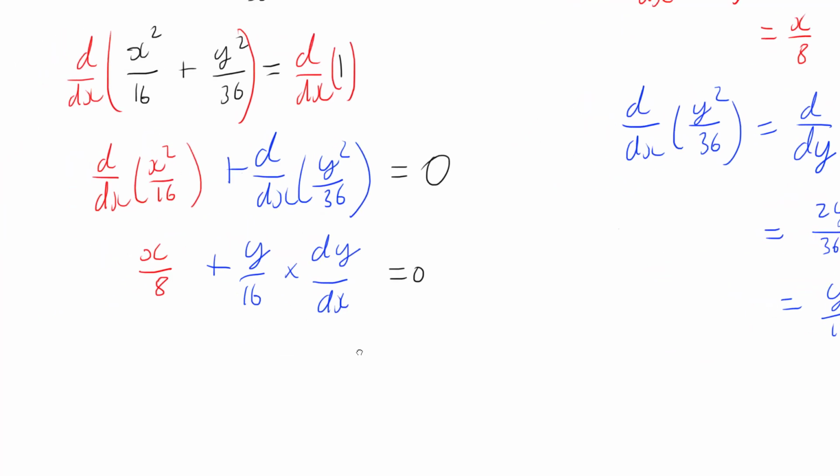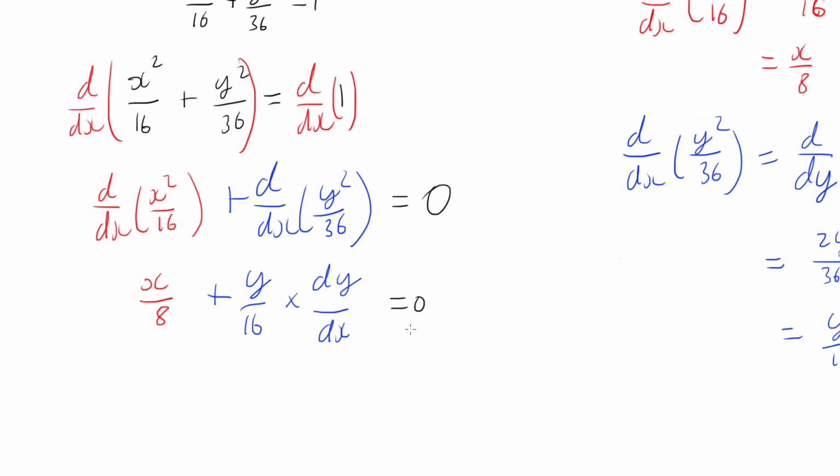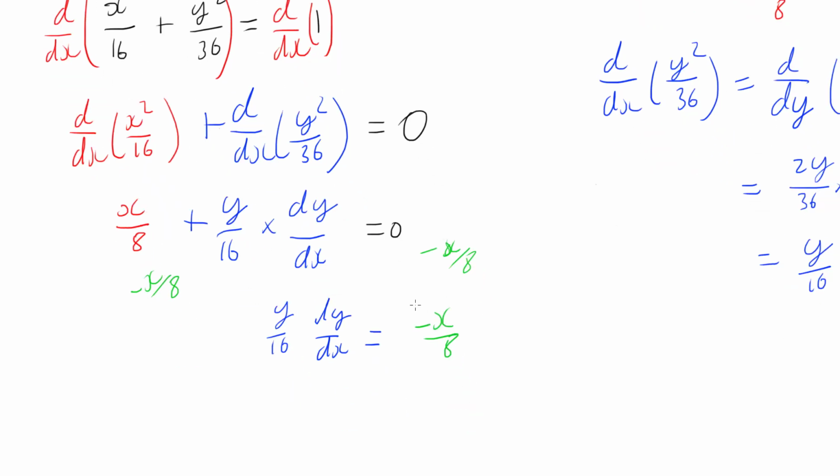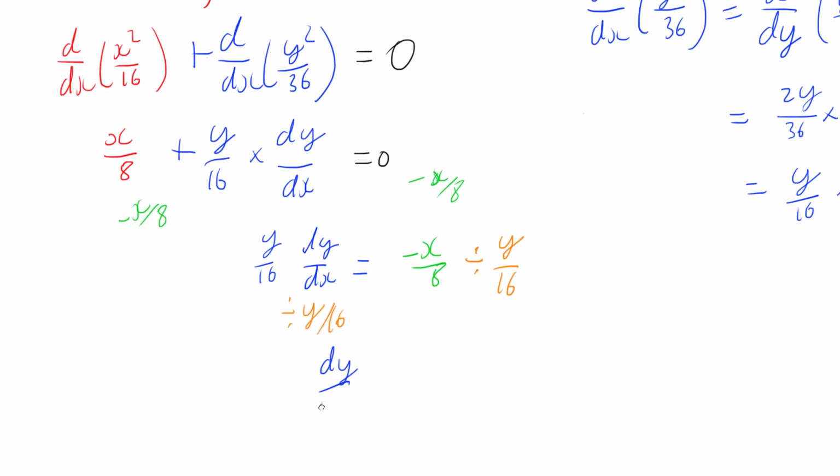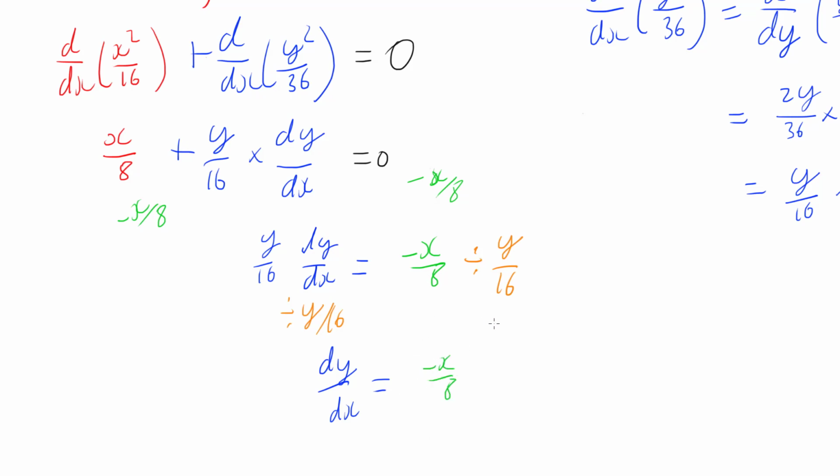Now to find our derivative dy/dx, I just need to isolate dy/dx. So I'm going to subtract x over 8 from both sides. That leaves us with y on 16 times dy/dx equal to negative x on 8. Then we divide both sides by y on 16. So dy/dx is going to be negative x on 8 multiplied by 16 on y.